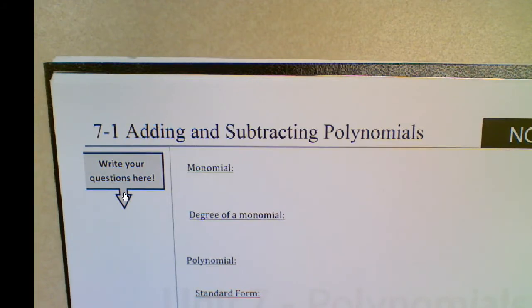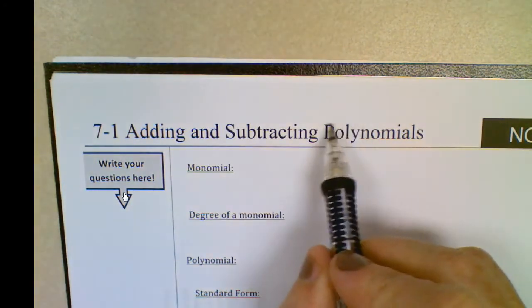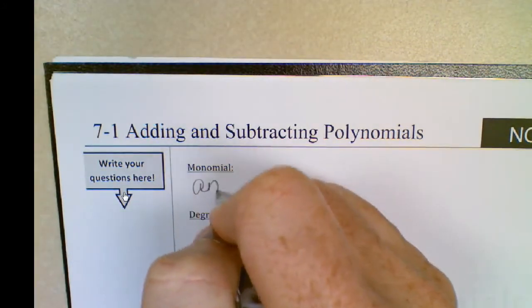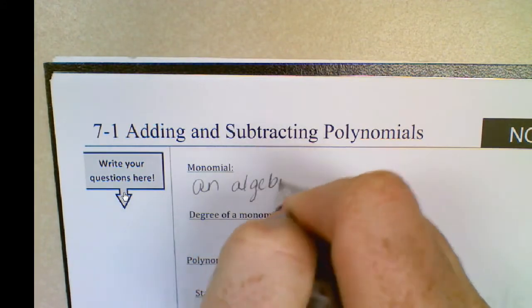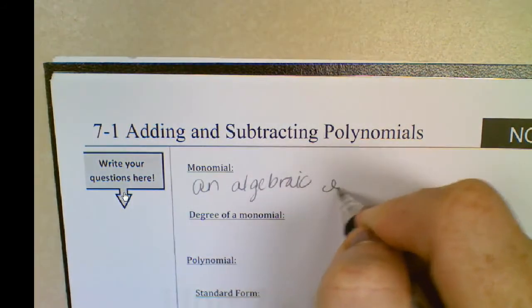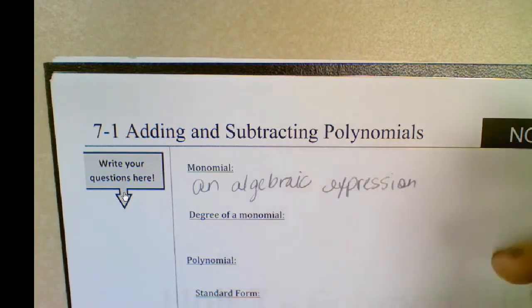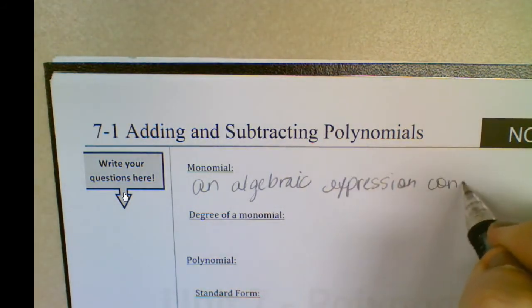So, first notes we're going to work on are adding and subtracting polynomials. And as soon as you see that word polynomial, it sounds really scientific and mathy, but when we get down to actually what it is, it's not going to be so intimidating. So let's start with a monomial. A monomial is an algebraic expression consisting of one term.